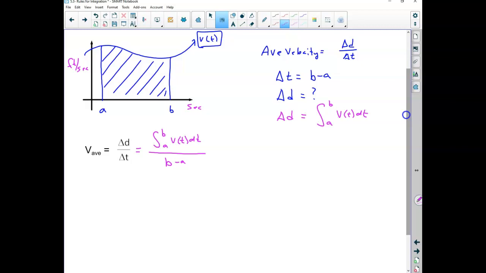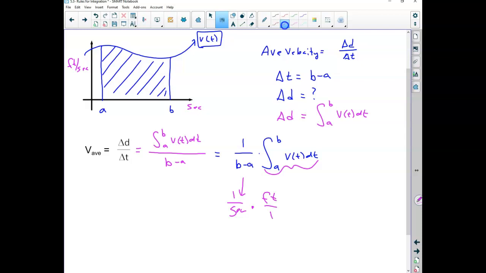Well, how do we get that? If we rewrite this just a skosh, this is actually going to equal 1 over b minus a times the integral from a to b of v of t dt. If I think about this in units, 1 divided by b minus a is actually not going to give me seconds. It's going to give me 1 over seconds, excuse me, because I have a constant unit of time on the bottom. And then if I accumulate my velocity, that is going to give me feet over 1. So I'm going to end up with feet per second, which is my average velocity. Okay? Well, that's our connection.